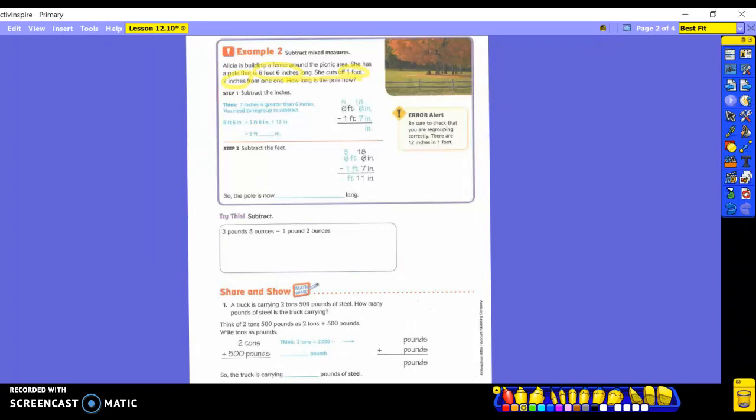So, in order to regroup this time, I have to look at it as I have 12 inches in a foot. Yes? As we look here, we're going to say 6 feet 6 inches is equal to 5 feet 6 inches plus the 12 that I'm talking about. So when I regroup up here, I'm going to take the 12 inches that are in a foot and I'm going to add it to the 6. Does everybody see that?